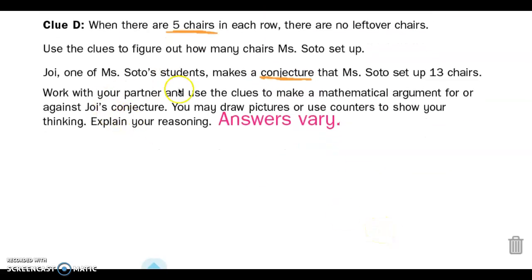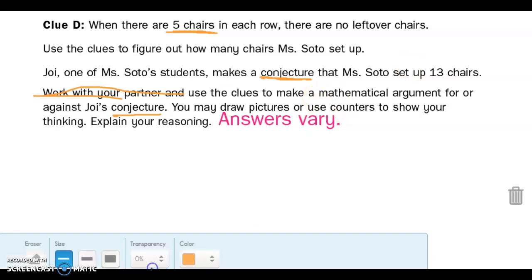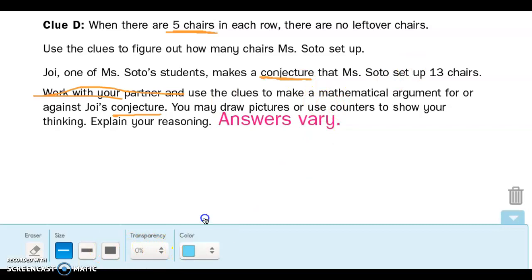It says work with your partner. You're going to work with me. Use the clues to make a mathematical argument for or against Joey's conjecture, his guess. You may draw pictures or use counters to show your thinking. Explain your reasoning. Okay, I also see mathematical argument.